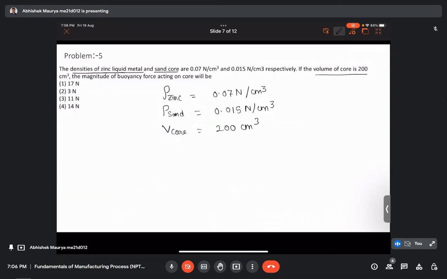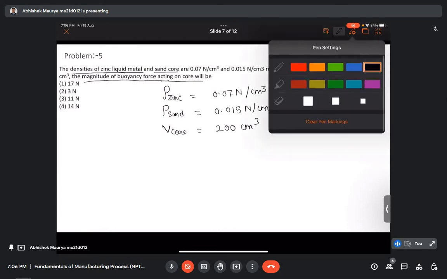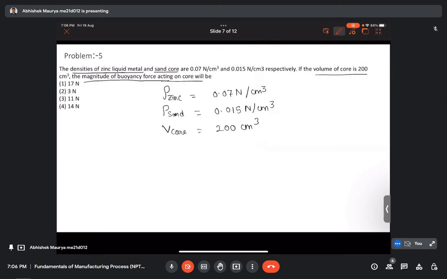Now it is being asked what the magnitude of the buoyancy force on the core will be. So I will just quickly explain how buoyancy force acts, and for that I will take a schematic. Suppose we have molten metal and we have a core material. Let's say the core has some square shape.